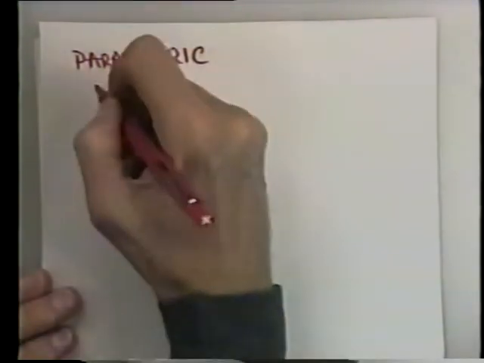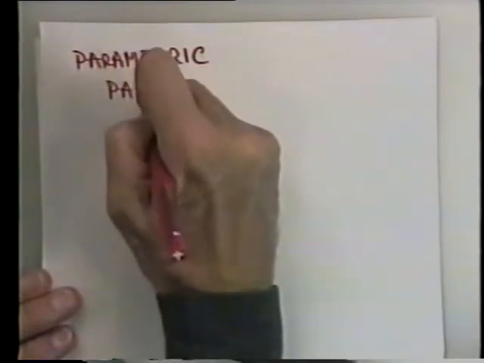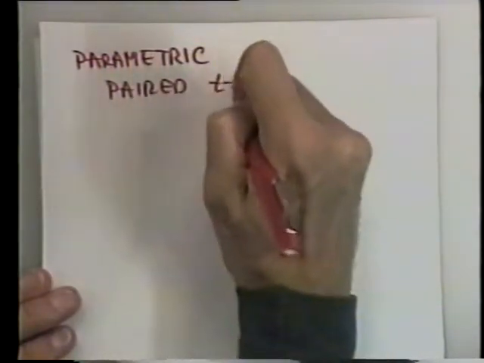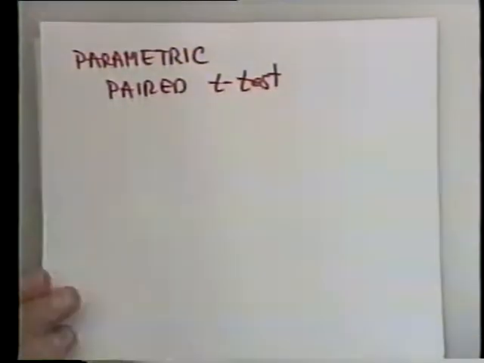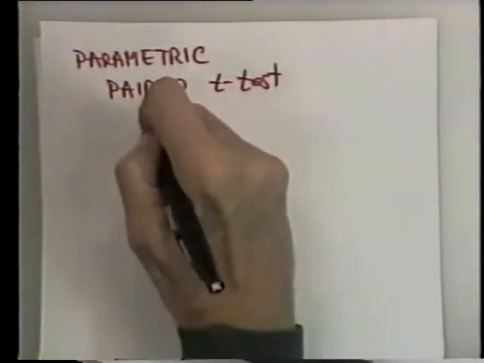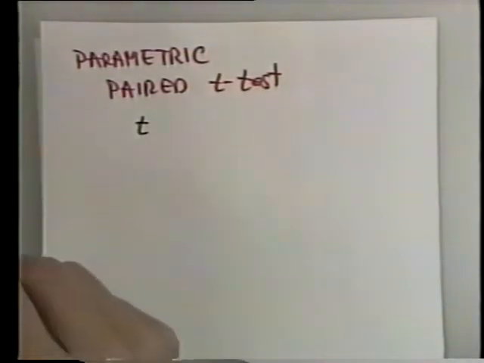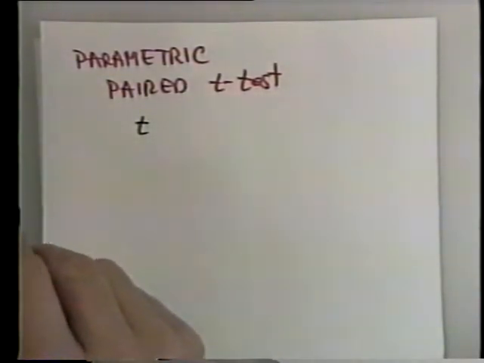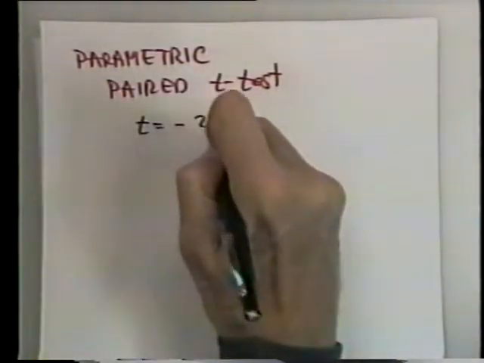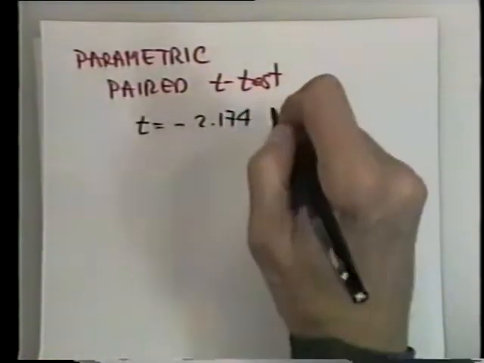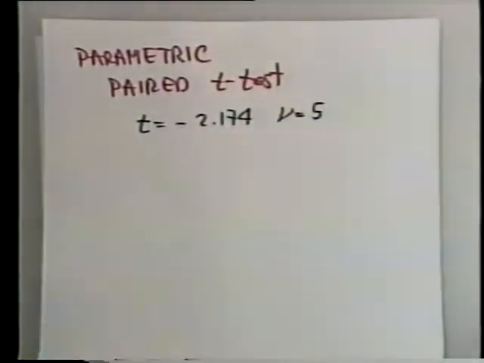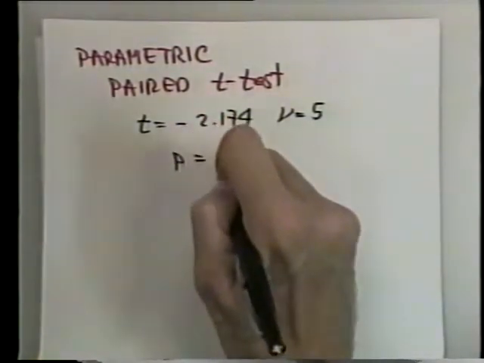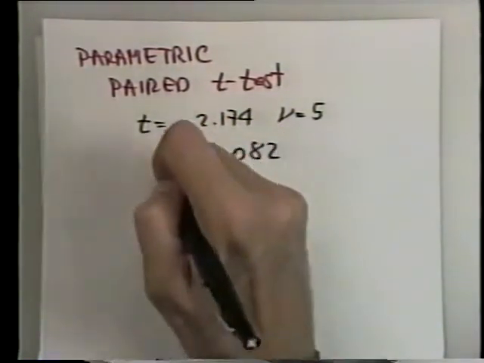So let's do a paired t-test. And these are paired values, so we're still doing the right thing. In this case, I just plugged it into a program I have at work, and the t-value was minus 2.174 for 5 degrees of freedom. Remember, 6 minus 1, 5 degrees of freedom. And the p-value I get is 0.082.